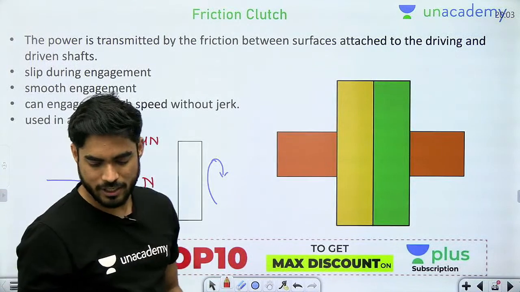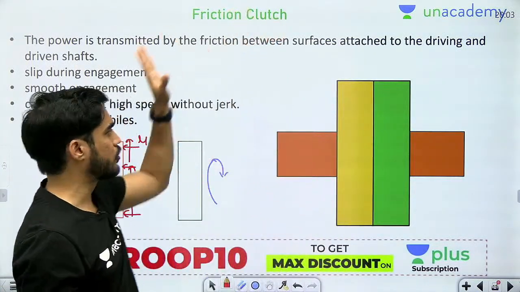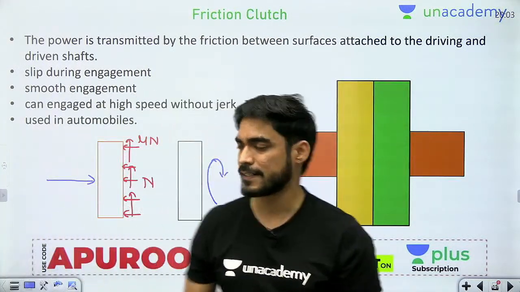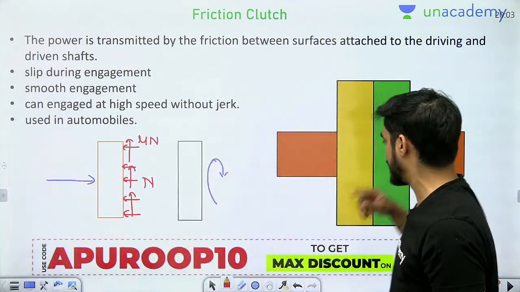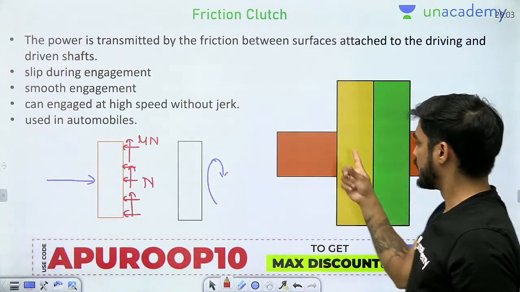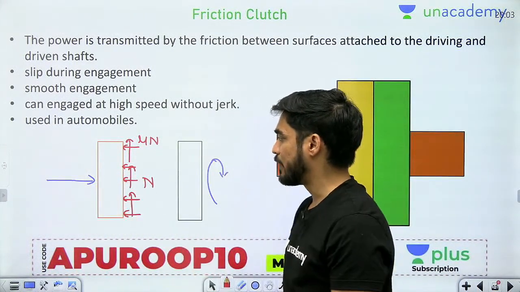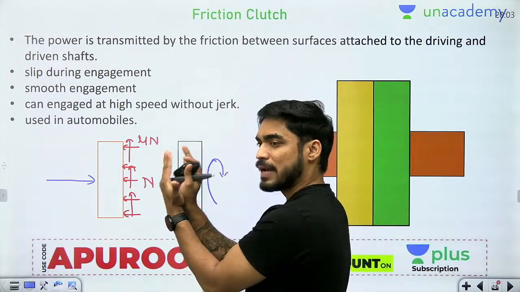Do you understand the concept of friction clutch? In case of friction clutch, what happens? When we apply a force on this second part, this is the continuously rotating part, this is the static part. So when you apply a force on this static part, it and this rotating part will press each other.